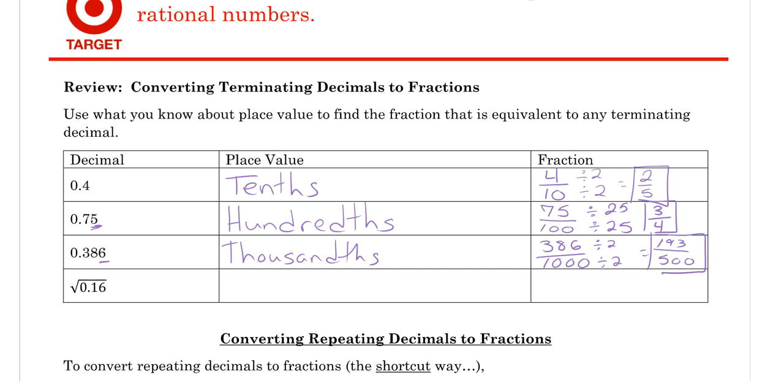Now my last example here, we have the square root of 0.16, or the square root of 16 hundredths. Before we put it into a fraction form, we need to make sure that we take it out of the radical sign. So what is the square root of 0.16? Well, the square root of 16 is 4. So the square root of 0.16 would be 0.4. And we should recognize that that is the exact same as our first example. The 4 is in the tenths place. So that would be 4/10, which we already discovered was simplified to 2/5.